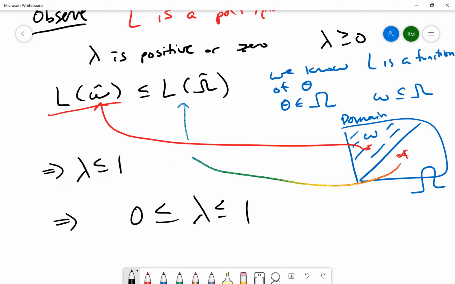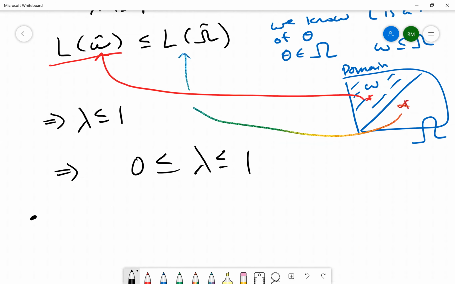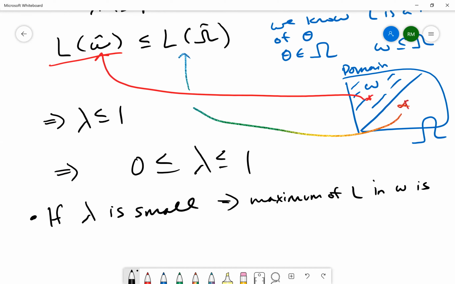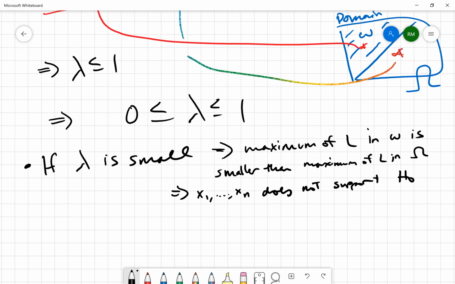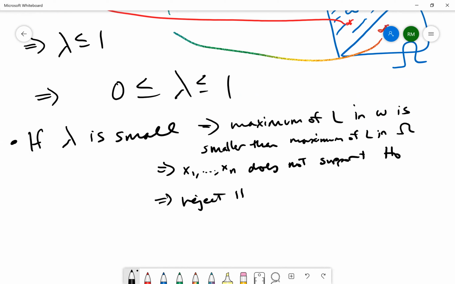Okay, so why do we care about this? Well, we have kind of two philosophies that dictate what's going on. If lambda is very small, what does this tell us? It tells us that the maximum of L in little omega is smaller by a lot than the maximum of L in big omega. And what this suggests is that our data does not support the null hypothesis, and then we would reject the null hypothesis in favor of the alternate hypothesis.